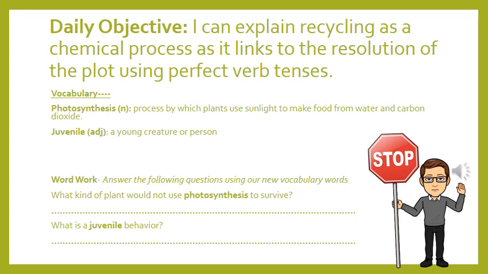Your word work below: What kind of plant would not use photosynthesis to survive? So what kind of plant doesn't need sunlight? What kind of plant might you find under a rock or in a dark, gross, wet area? Some people like to chop it up and put it on pizza. That's a hint I'm going to give you. And what is a juvenile behavior? So think of what behavior a young person might have, maybe even a little immature. Take a moment to fill in both of those as complete responses.